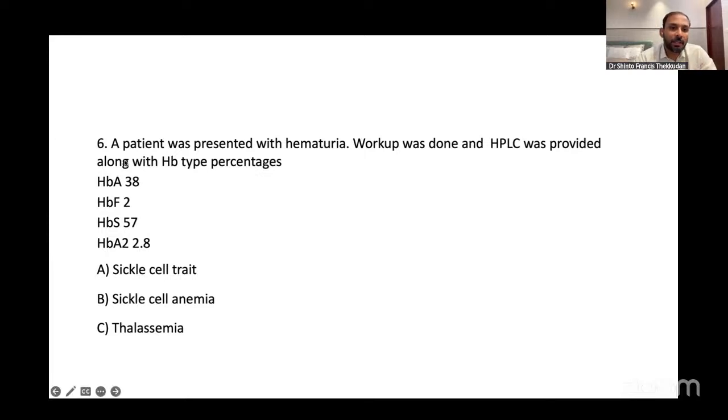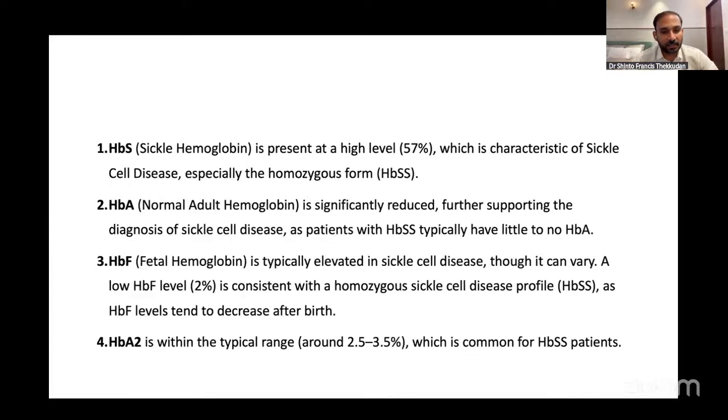So here A is 32 to 38, and F is 2. S is 57, so above 50, probably sickle cell anemia. A2 is 2.8, so probably not a sickle beta thal compound heterozygote. Sickle cell trait, not, because sickle cell trait is usually around 30 to 40. Here it is 57, so it is more into sickle cell anemia. Thalassemia, definitely not with this S fraction and A2. So here it is probably sickle cell anemia.